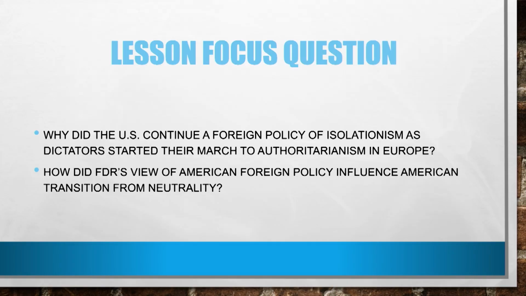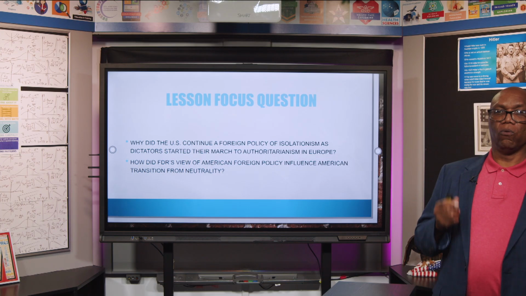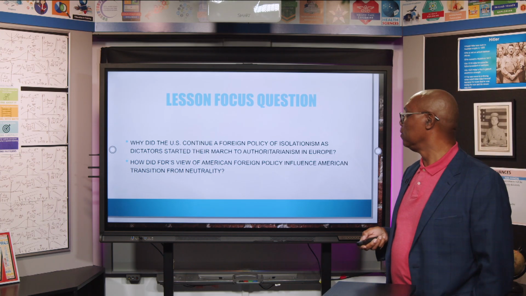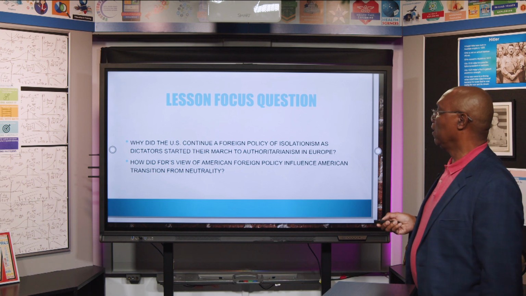What we're going to do here is look at the lesson focus question. Why did the U.S. continue a foreign policy of isolationism as dictators started their march to authoritarianism in Europe? And how did FDR's view of American foreign policy influence the American transition from neutrality? Well, we have some pretty good ideas in terms of why we make these transitions. But what we want you to understand is this here.